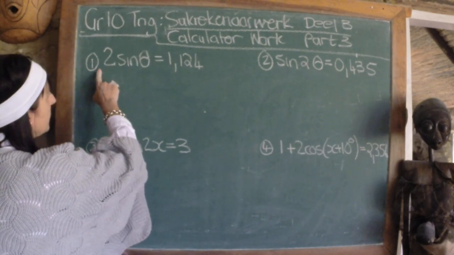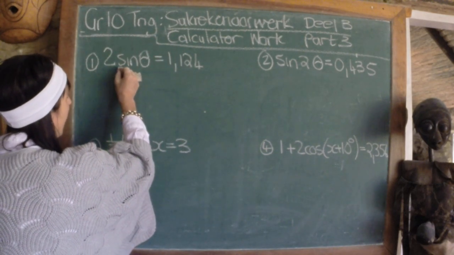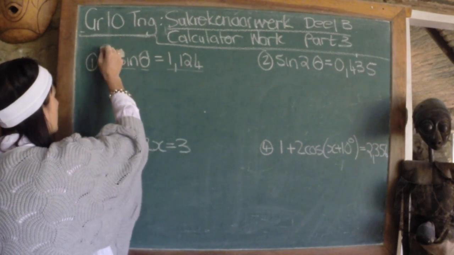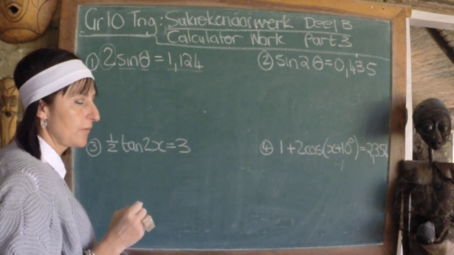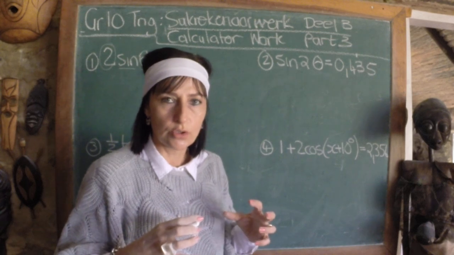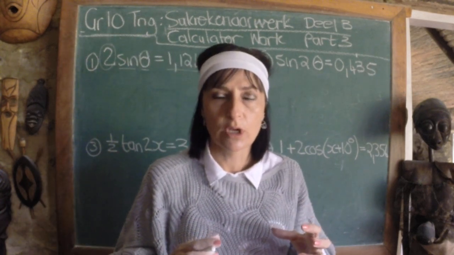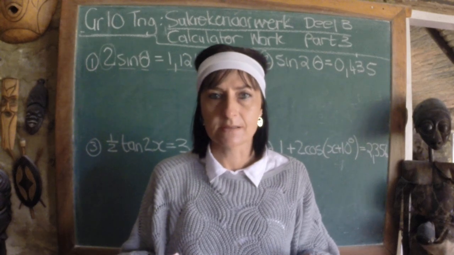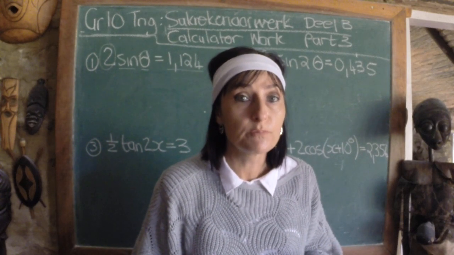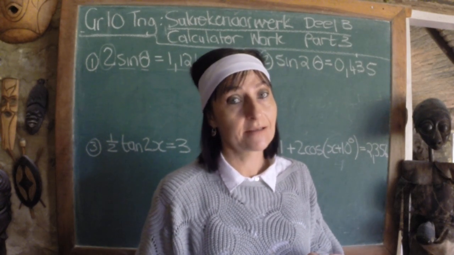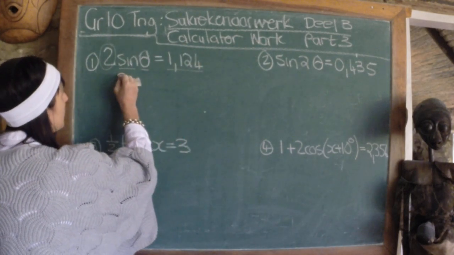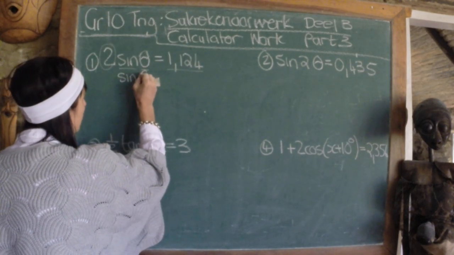So as we look at this expression, I have sin of the angle equals a value, but there's a 2 in front that must be removed. All loose things must firstly be removed before I can put my calculator in second function. So I'm going to divide with 2 on both sides.